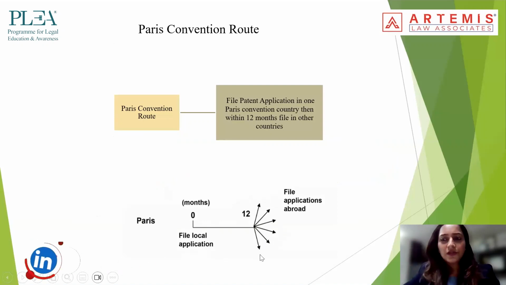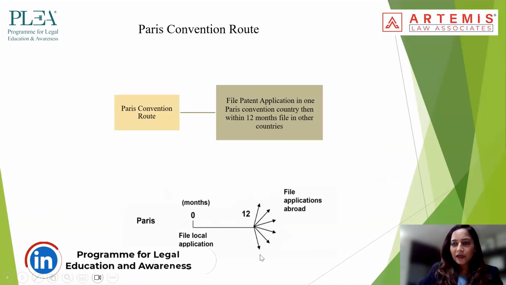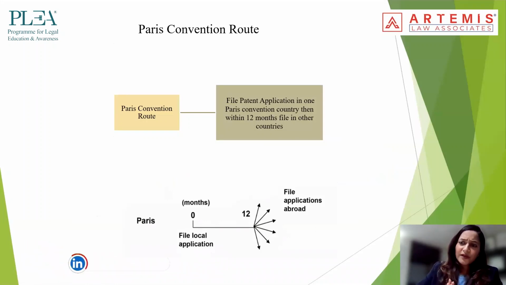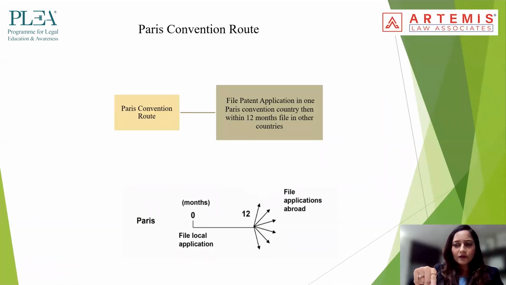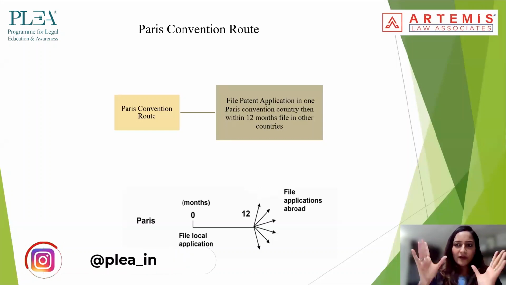So Paris Convention is also very strict with respect to the timelines. 12 months is a strict timeline. It cannot be delayed further. For the Paris Convention of trademarks, it was 6 months, and for patents, it is 12 months. So just be careful with the timeline and don't get confused, please.